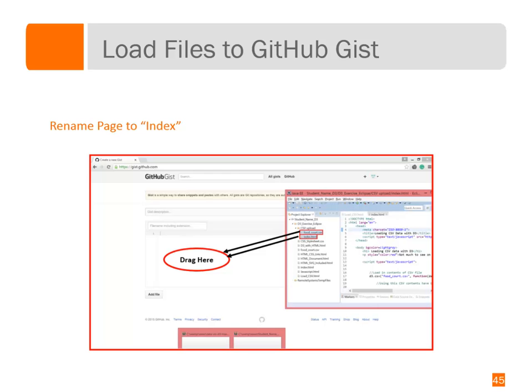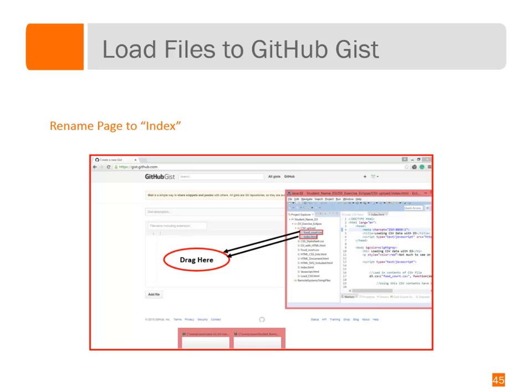And now finally, we'll show you guys a way to load these files that you've just created. So you've just created this piece of code as well as your CSV file. We'll show you a way to store that on GitHub. So we'll go out to GitHub gist. We'll rename that particular HTML page to index. And then once we've done that, we can simply drag over that file as well as our data file, and it will save it for us in GitHub.